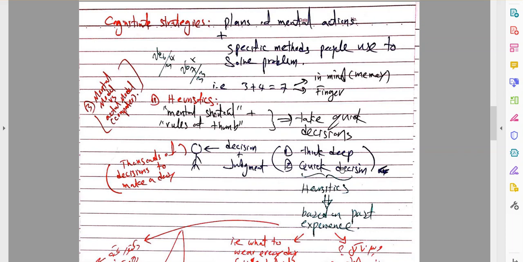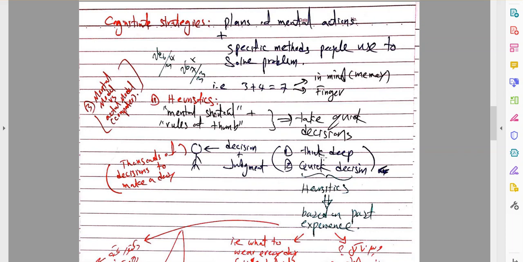Skip this one, just come here. On a daily basis, humans take thousands of decisions. Most of these decisions require judgments. So what options do we have to solve problems or to take decisions on a daily basis? Option number one, think deeply. So we said processing, thinking, reasoning, justification. So this is option one. Option two, quick decisions. Usually humans in life prefer to take quick decisions.